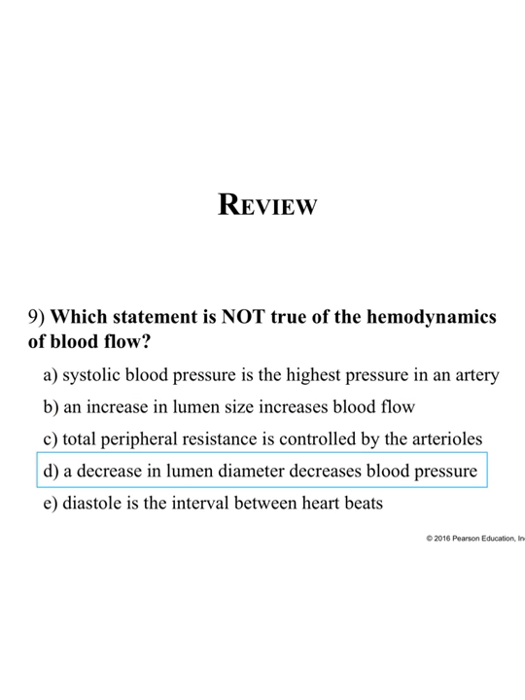Which of the following is not true of hemodynamics, the way that blood flows through our vessels? Systolic blood pressure is the highest pressure in the artery. Yes, that's true. That's when the ventricles are contracting. If you increase the lumen size, that will decrease the peripheral resistance, therefore increasing blood flow. That is also true. Total peripheral resistance is controlled by arterioles. That is true. When they contract, you increase peripheral resistance. When the smooth muscle relaxes, peripheral resistance is decreased.